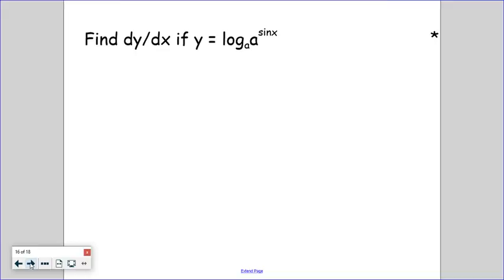See how much more we can get done here. We might be able to get through everything. This next one's pretty quick. It says find dy dx if y equals log base a of a to the sine x.